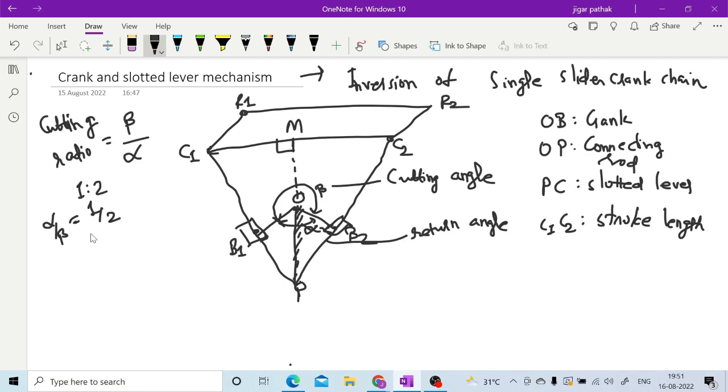Now, as you can see here, one more important thing to do is have an idea about this stroke length, because this is of our interest, that how much stroke length we are going to get if we use it for a particular cutting operation or something like that, right?